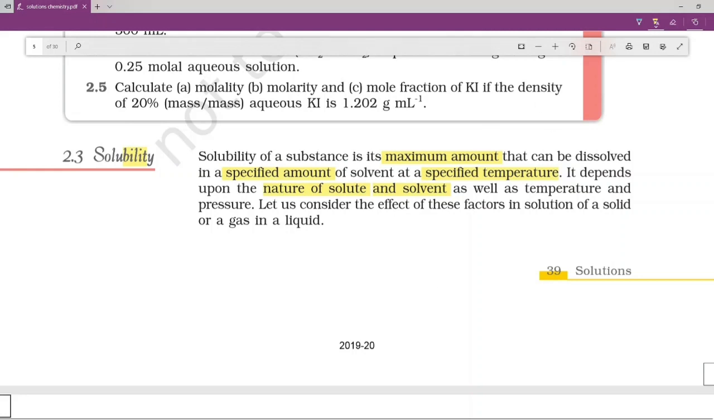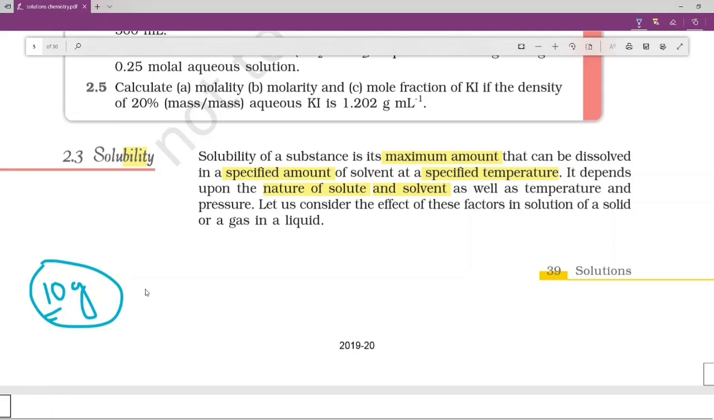Now suppose this is your beaker, which is containing a given specified amount of solvent. Suppose this is your water which I have drawn here, and you put some salt in that. Now at a particular temperature, say 10 degrees Celsius, the maximum which can be dissolved, let it be 10 grams, means at room temperature the maximum amount of salt that can be dissolved in that given solvent is 10 grams.